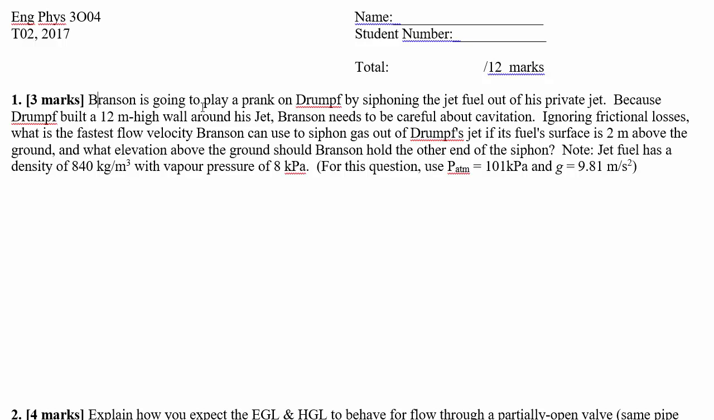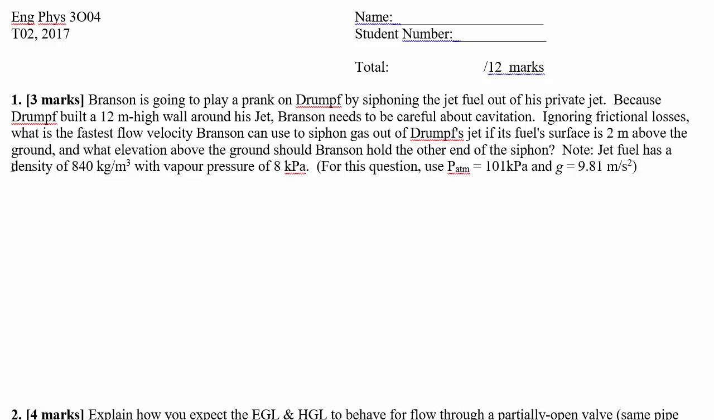Okay, Branson is going to play a prank on Drumpf by siphoning the jet fuel out of his private jet. Because Drumpf built a 12-meter high wall around his jet, Branson needs to be careful about cavitation. Ignoring frictional losses, what's the fastest flow velocity Branson can use to siphon gas out of Drumpf's jet if its fuel surface is 2 meters above the ground? And what elevation above the ground should Branson hold the other end of the siphon?